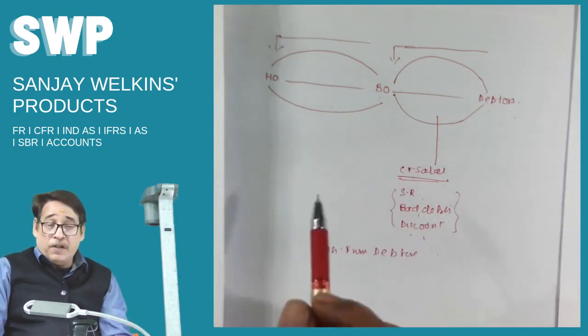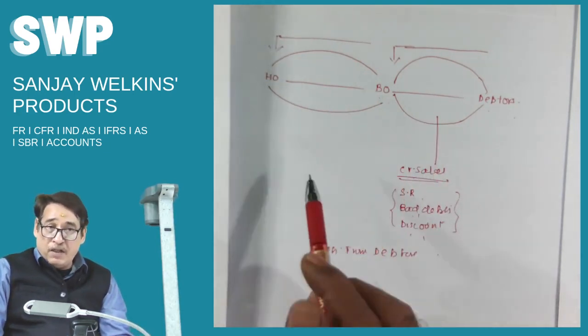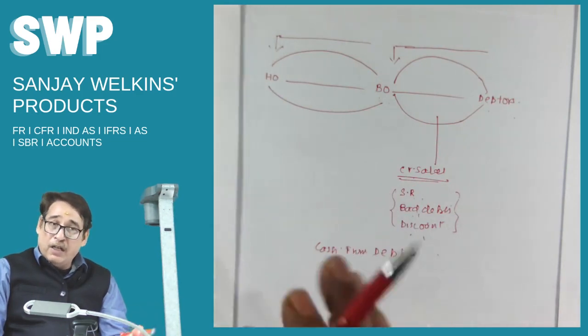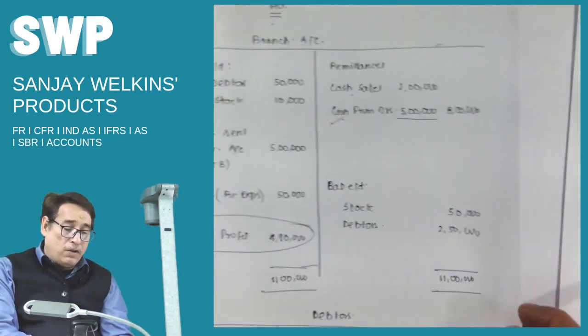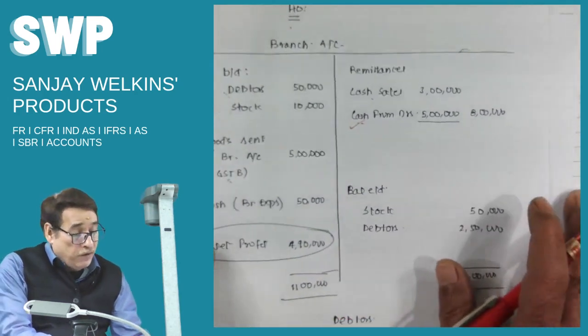Number two, cash receipt from debtors is a transaction in which all the three parties are involved, and that is the reason it will come in the debtors and also in the branch account. Correct? These are the points which create lots of confusion, and I have tried to raise them up. I hope I have succeeded.